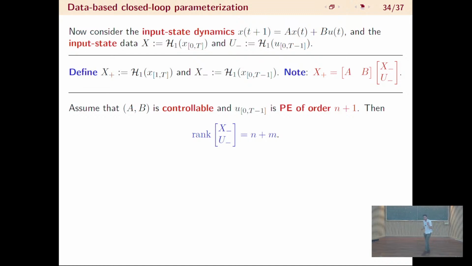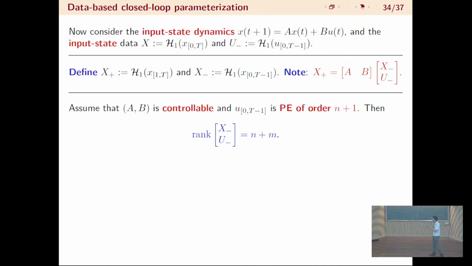Well, what follows from the fundamental lemma is the following. If we assume that (A, B) is controllable and U is persistently exciting of order n plus 1, so we take the L in the fundamental lemma to be 1 here, then the rank of the input-state Hankel matrix, where I just have one row of inputs, so capital L is 1, is full. It's n plus m in this case. That's a direct corollary of the fundamental lemma.